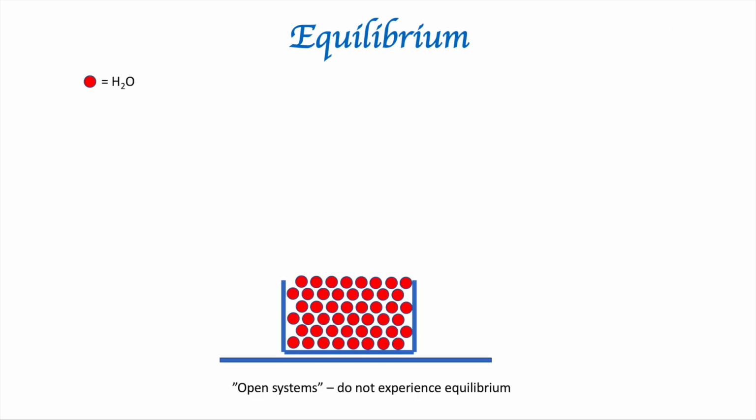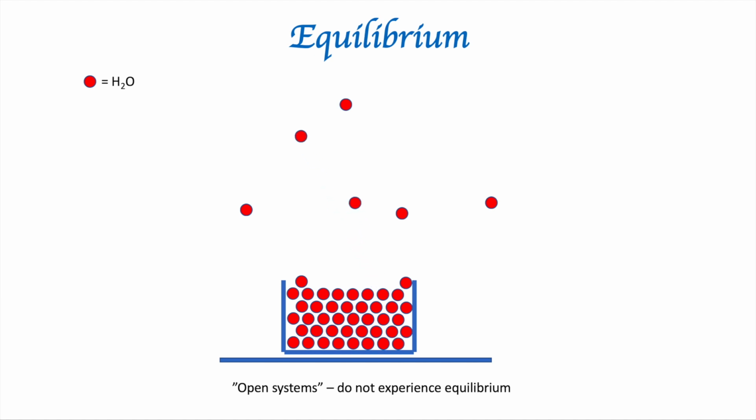Now, I mentioned that it occurs within a closed system. An example of an open system would be a container of water. Let the little red circles here represent water, and then you have some sort of cup. An open system will never reach a point of equilibrium. It will be trying to achieve it, but it will never be able to successfully achieve it. What you're basically seeing here is the evaporation of water.